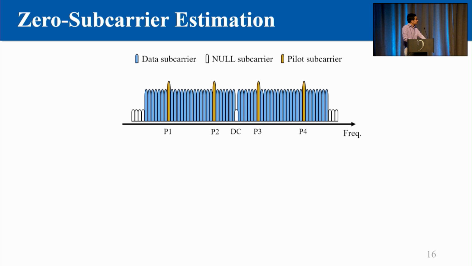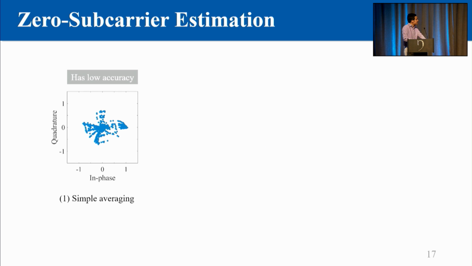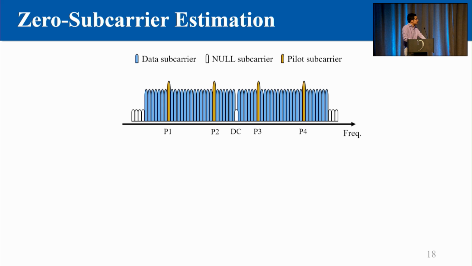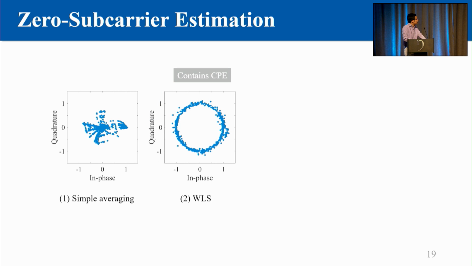To estimate the phase of the zero subcarrier of the received symbol, we can simply average all of the pilot subcarriers and calculate its angle. However, we find the cancellation points using simple averaging are too dispersed, leading to low accuracy. Then, we propose a weighted least square phase estimation and perform it for all symbols. We can see that through weighted least square estimation, the cancellation points are gathered around a circle since it still contains CPE. Our next step is to remove CPE.